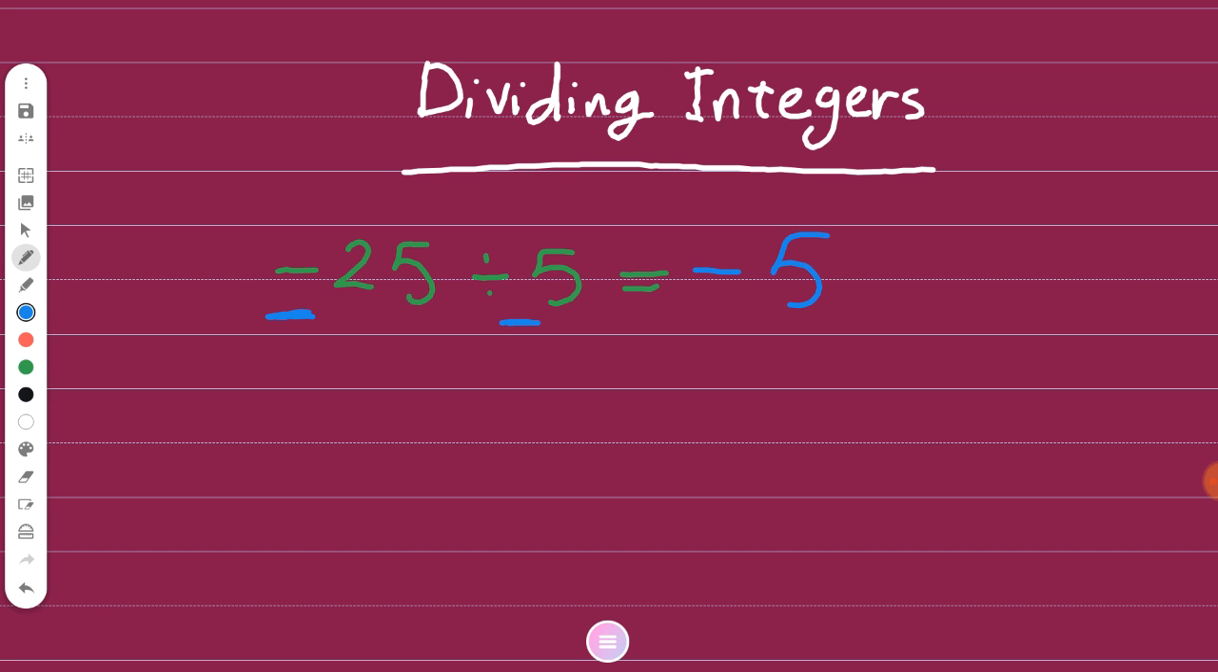And remember that we call the first number what? Dividend, yes. And the next one, which I divide by, is called the divisor. And the result of the division operation is called the quotient.